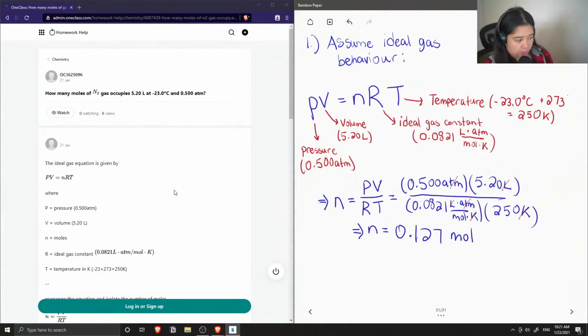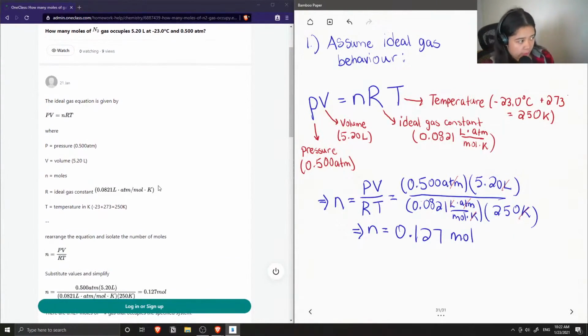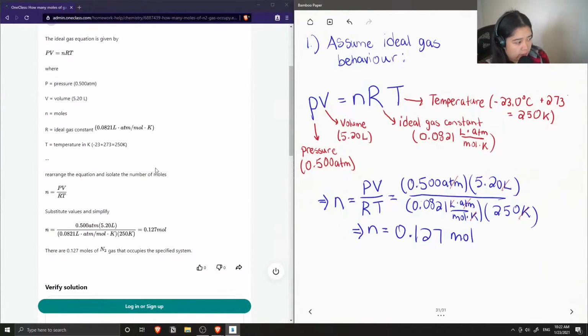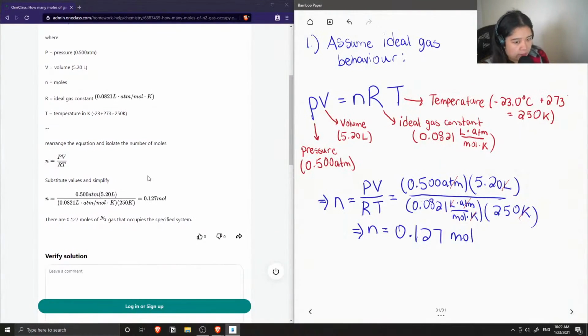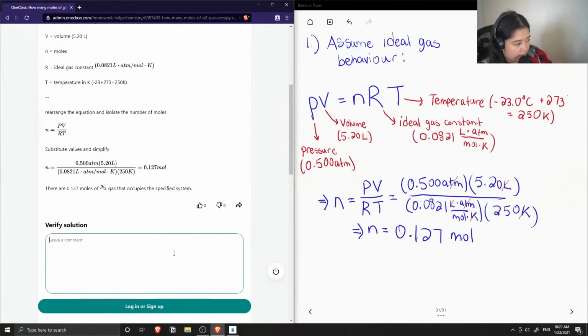Okay, so let's see what the junior tutor said. They summarized all the different variables in the ideal gas equation, rearranged it, plugged in all of the values, and also got 0.127 moles of nitrogen gas. Okay, so this solution is correct.